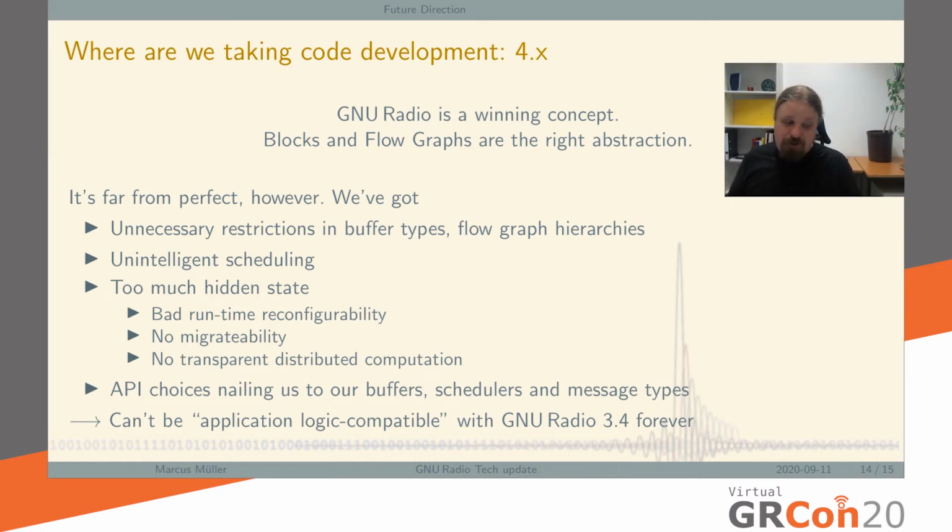Everything has hidden state in GNU Radio, and we can't just take a block and put it onto a different machine because we don't know what of this block state we need to transfer, and there's scheduling state, and there's block state, and there's mixed things, and that's no fun. We have zero ability to have transparent cluster processing, so that's another thing that we need to solve. And all our API choices right now make it impossible for us to change that. So we need to break API at some point in a major way. We can't be application logic compatible with GNU Radio 3.4 forever. And that's what the next two talks are going to be about. So thank you for your attention, and I hope you have a great conference.